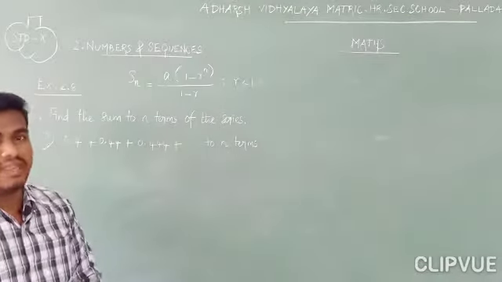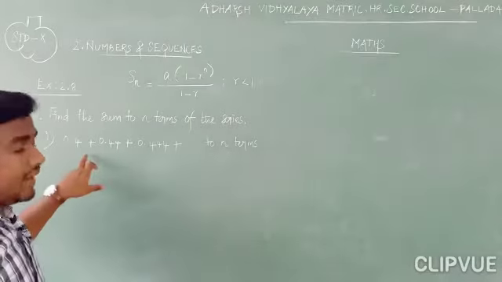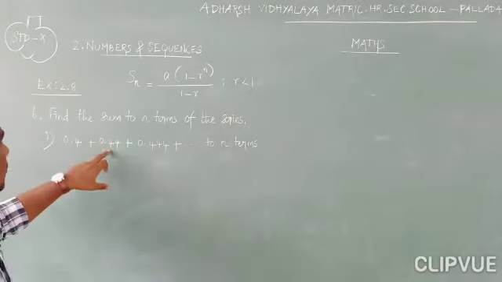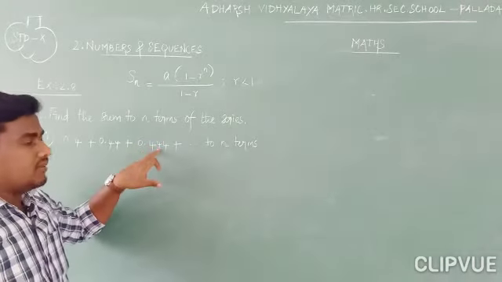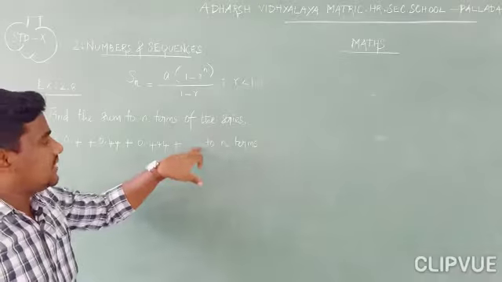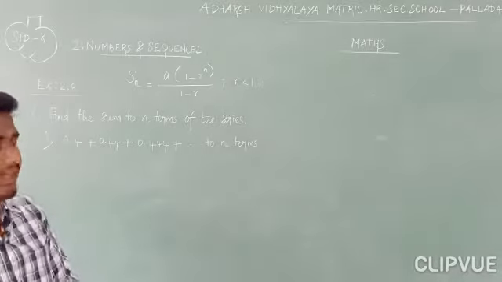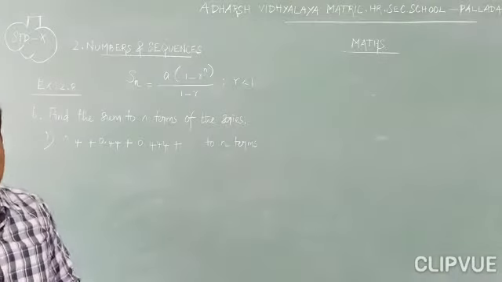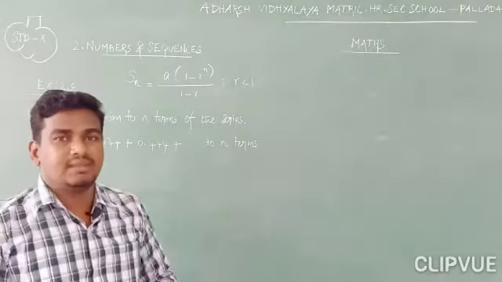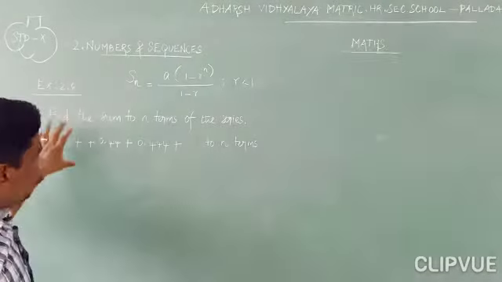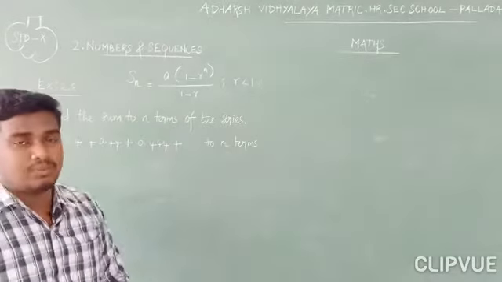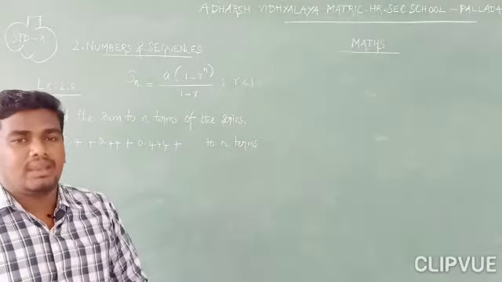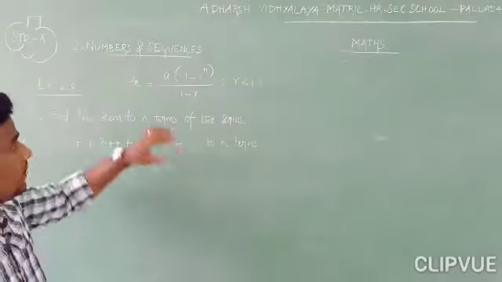Find the sum to n terms of the series given by 0.4 plus 0.44 plus 0.444 plus and so on to n terms. Okay, you know that this is neither AP nor GP. Already you have learned the AP and the GP. So both conditions do not satisfy this problem. So either convert into AP or GP, then only we can apply this formula.